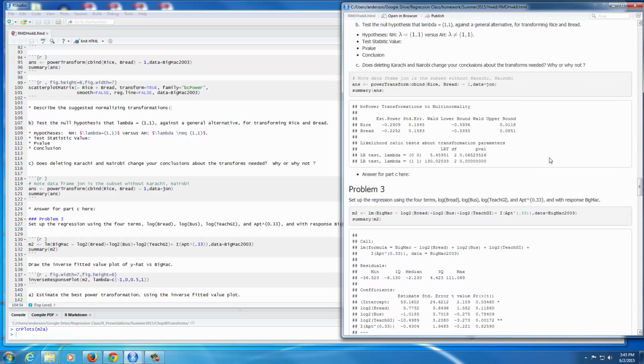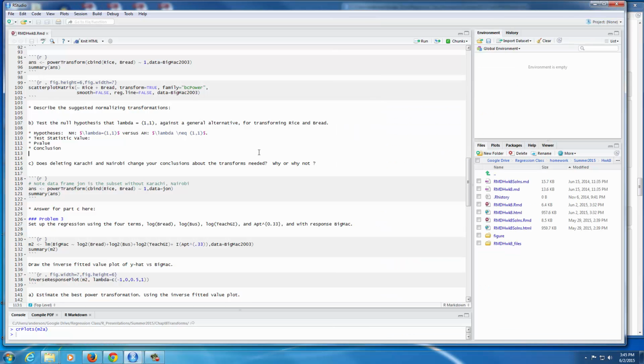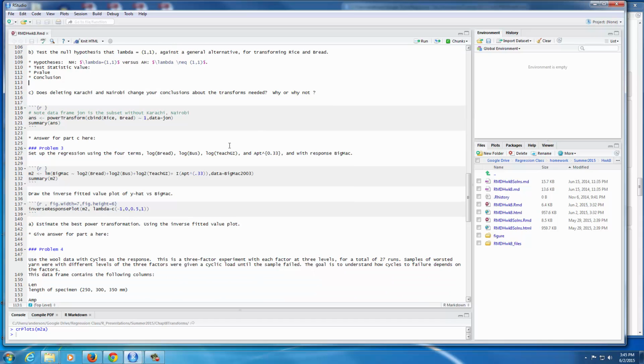In part C, we talk about what transforms are suggested after we take out Karachi and Nairobi again, and look at the lambdas that are suggested and talk about what they suggest and what differences are recommended for rice and bread. And that's what I'm asking you to talk about in part C.